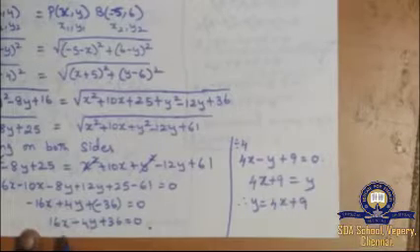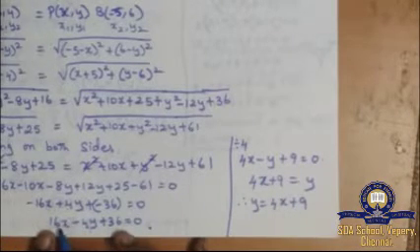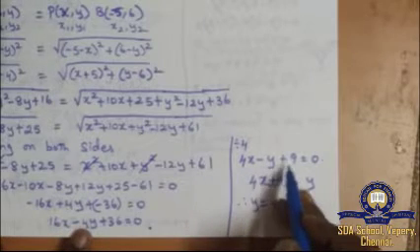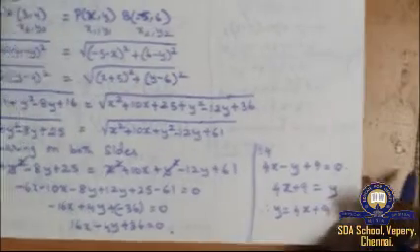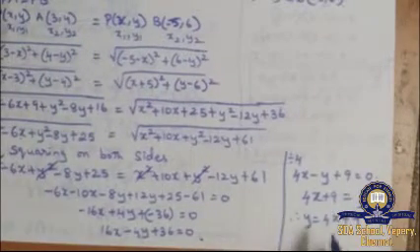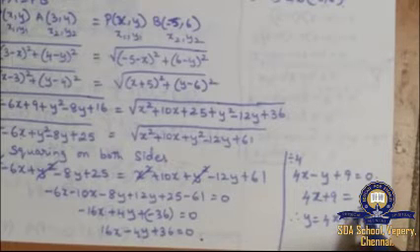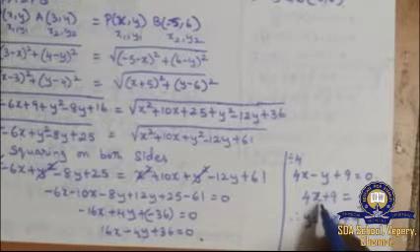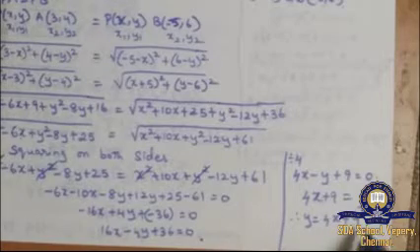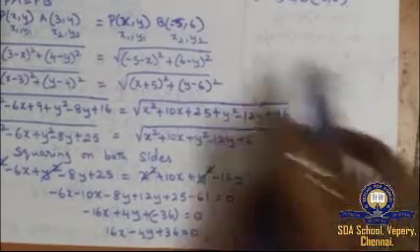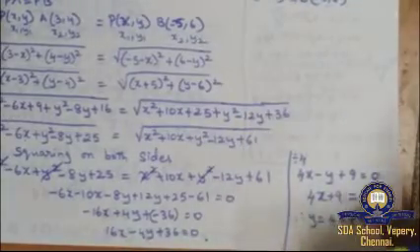Next step, all the numbers will be divided by 4. So I am dividing by 4. 4x minus y plus 9 is equal to 0. So they are asking us to find a relation. Relation means equation. So this y alone I am taking to that side. Minus y, if it goes that side, y will come this side. 4x plus 9 as it is. So therefore y is equal to 4x plus 9 is the relation between the two numbers. Clear? That's all about the 9th question.